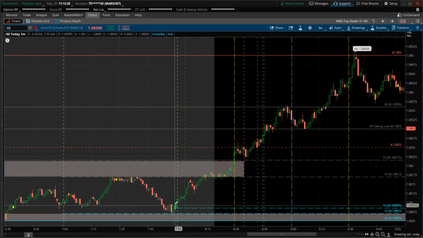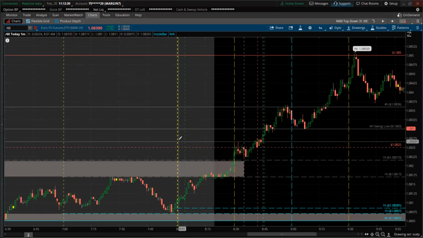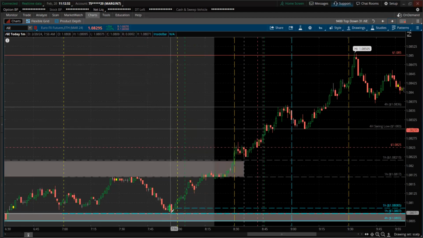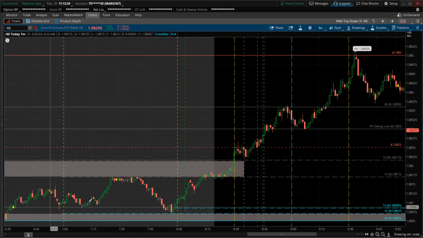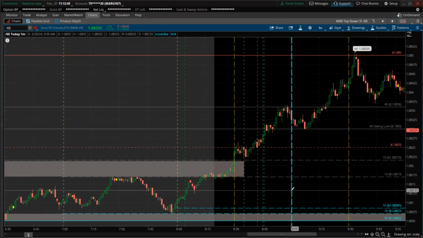And here we came. Again, vertical line here, 8 o'clock, the start of the new hour, pullback. Here we did break these swing lows. And then we had that little consolidation. You want to look for a breakout. Let me zoom in to the 9 o'clock.